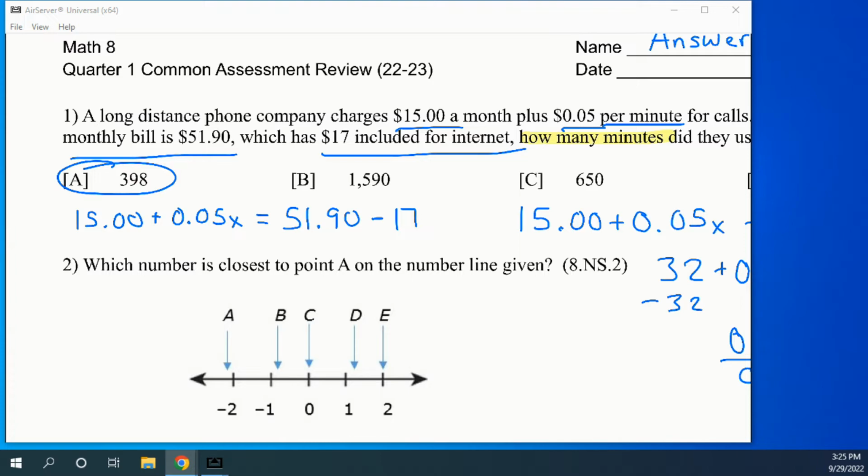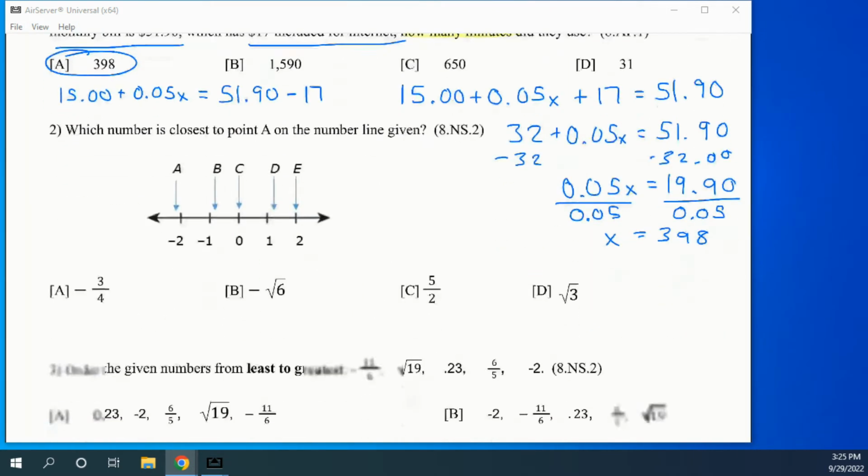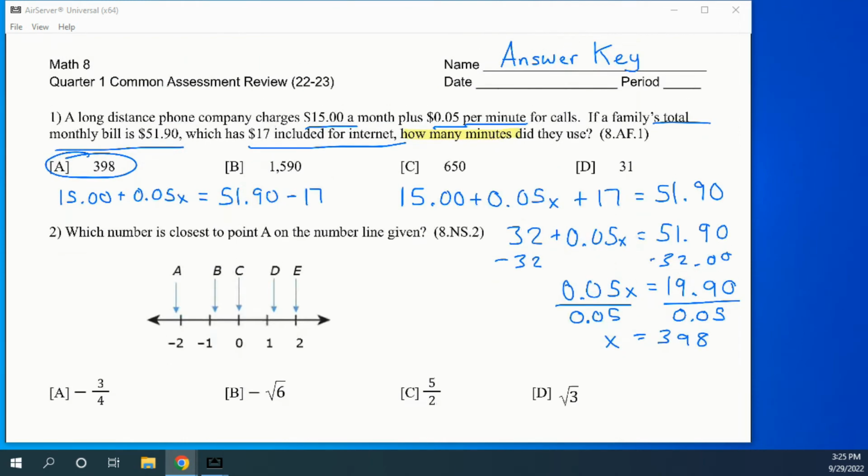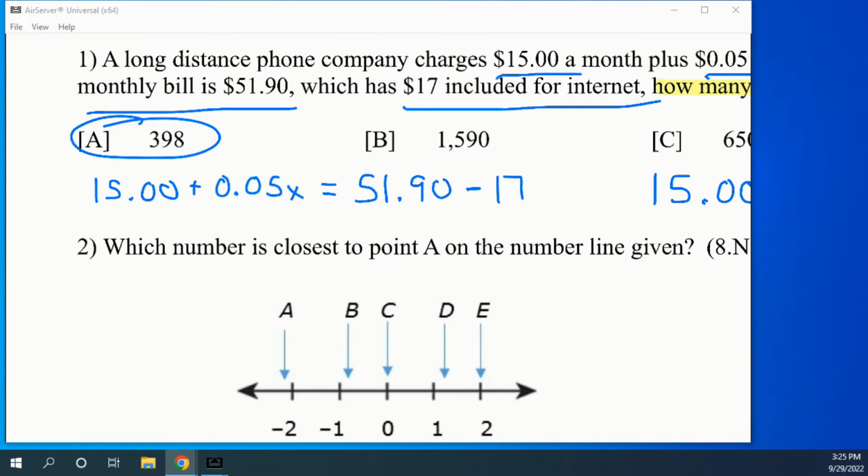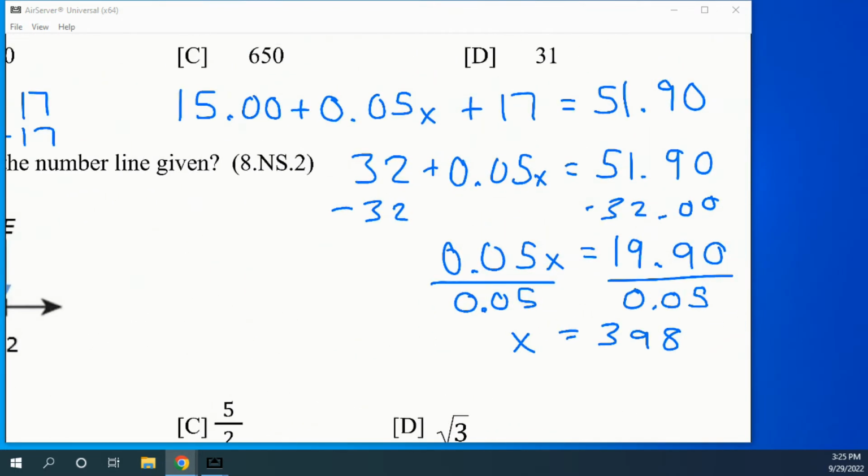We can solve this one as well. Not a ton of room here. Well, we'll just go through it. We'll be okay. I'm going to add 17 on both sides. So essentially, by us adding 17 here, that was like that first step of combining like terms on the other equation. So that'll give us 32 plus the 0.05x equals 51.90. At that point, we should have basically the same thing.